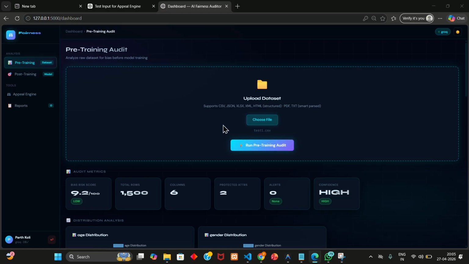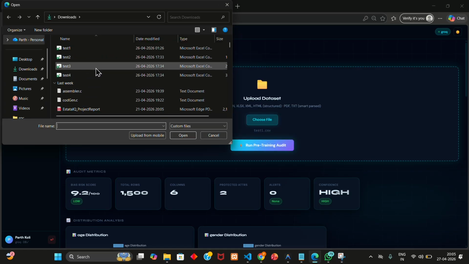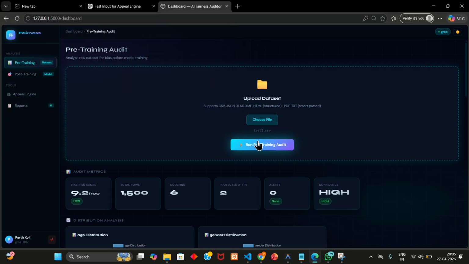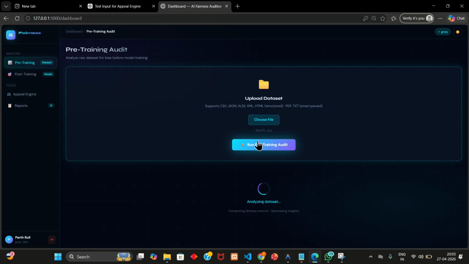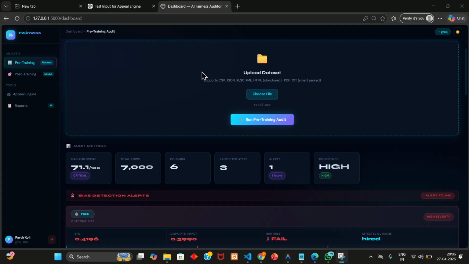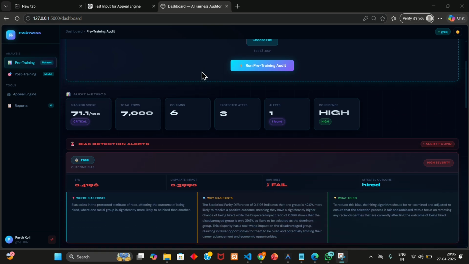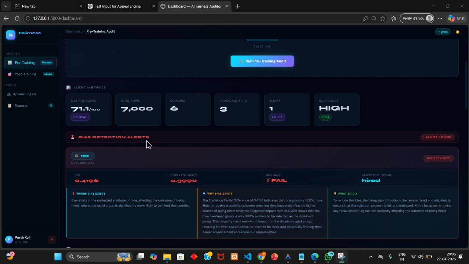Now we will test for a biased model. In the biased model, same, we can see the metrics. For the metrics part, I'm using Fairlearn, which is an ML library in Python, which analyzes the dataset. Then a bias detection alert is given here.